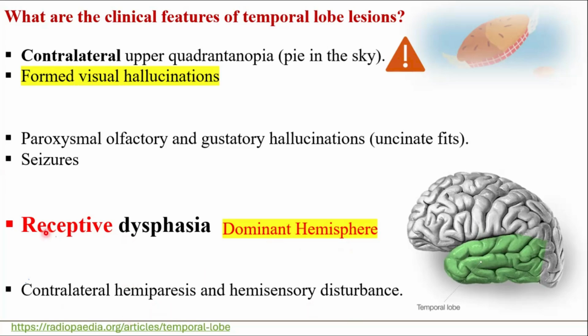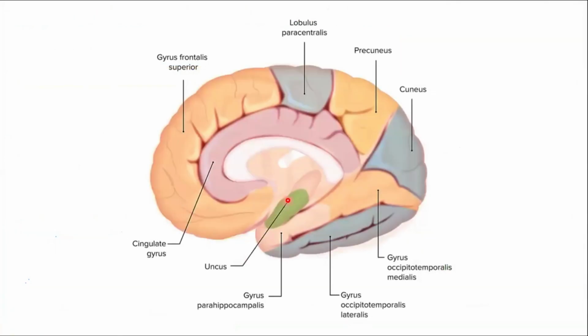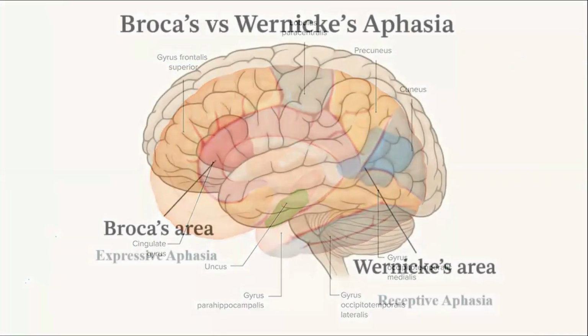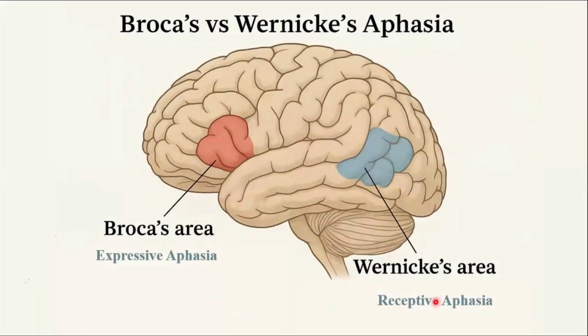By the way, it's really important to say receptive aphasia because we have other types of aphasia. The uncinate fits because there is something called the uncus here in the temporal lobe. And receptive aphasia because we have something called Wernicke's area, involved with comprehension of written and spoken words, so it might be affected in temporal lobe lesions. Because we have another area called Broca's area, a lesion in this area can result in expressive aphasia.